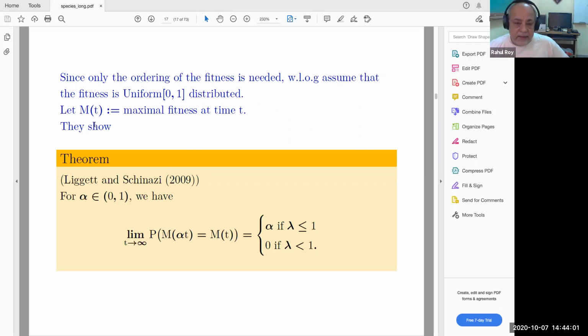Let Mt be the maximal fitness at time t. What this shows is that for any alpha between 0 and 1, M alpha t, the maximal fitness at time alpha t, being the same as Mt as t goes to infinity, has probability alpha if lambda is less than or equal to 1, where lambda is the birth rate, remember, and 0 if lambda is bigger than 1. Sorry, there's a typo here.